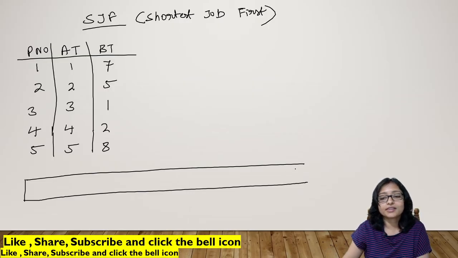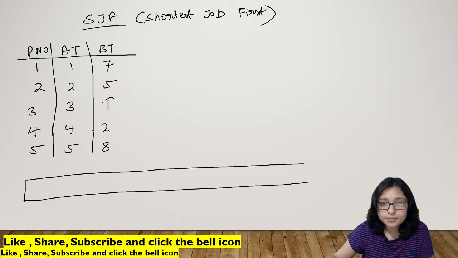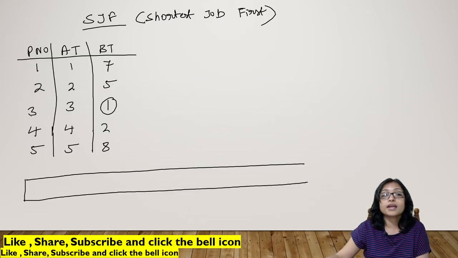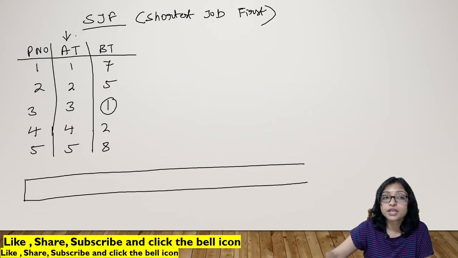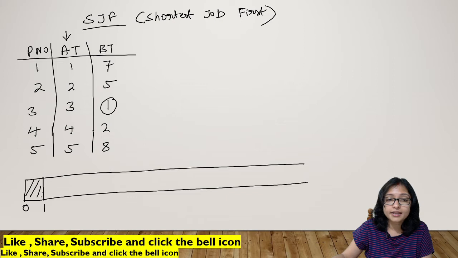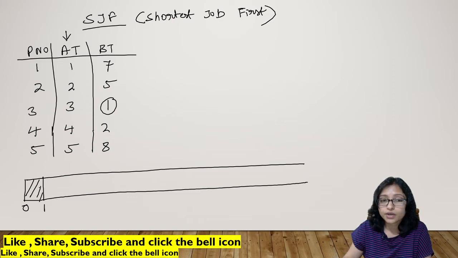Most of the students will think that yes, here my burst time is minimum, 1, so P3 will get the chance. But that is wrong. Because we always have to check the arrival time. The arrival time is the most important factor here. So at time 0, did anyone arrive? No one arrived at time 0. At time 1 someone arrived. So here it will be idle. At this time no one is working.